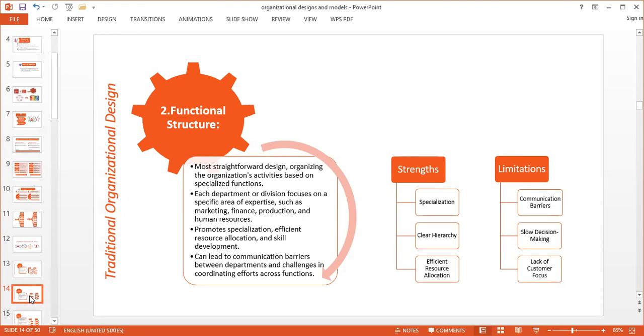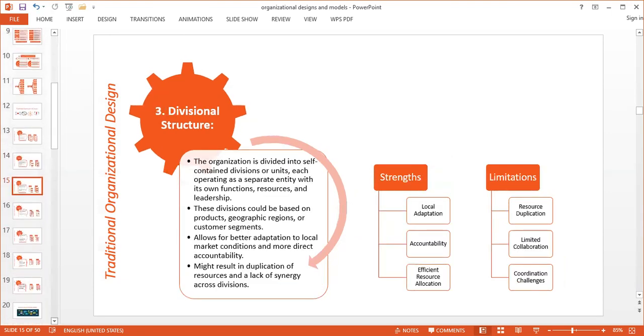It can lead to communication barriers between departments and challenges in coordinating effort across the functions. The strengths of functional structure are that it is specialized, there is a clear hierarchy, and efficient resource allocation. While the limitations of functional structure design are communication barriers, slow decision making, and lack of customer focus.